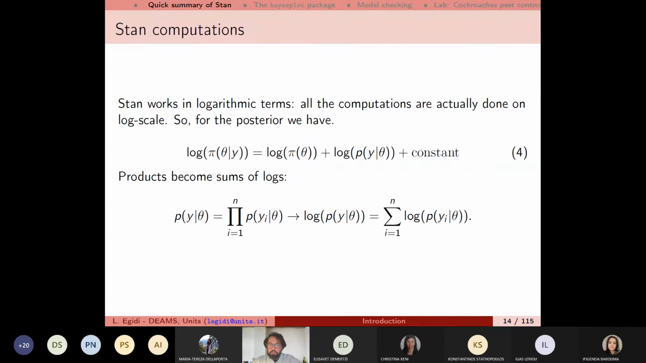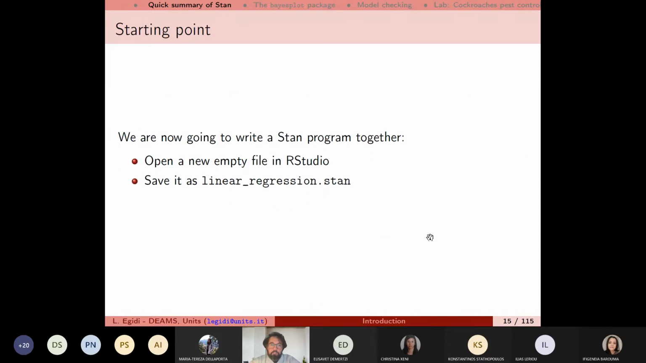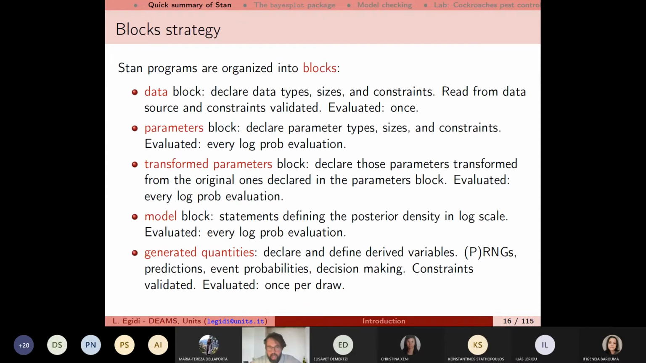STAN works in logarithmic terms for mathematical convenience. So the logarithm of the posterior, of course, can be written as the logarithm of the prior plus the logarithm of the likelihood plus a constant. Of course, the products become sums of logs. So if the likelihood is defined as the multiplication of the single contributions to the likelihood, then of course the logarithm of the likelihood is defined as the sum of the single contributions of the likelihood. So I guess that you already had a glimpse of how STAN works.